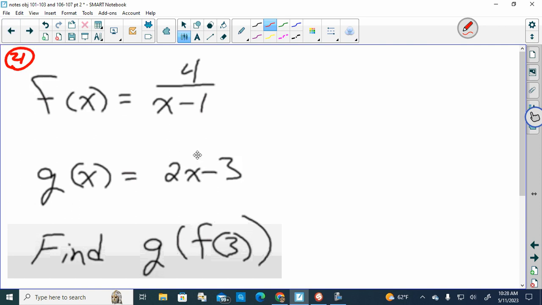So plugging in 3 first. So 3 minus 1 would be 2. So 4 divided by 2 would make it 2. Okay, and then plugging 2 into here. So 2 times 2 would be 4, and 4 minus 3 would be 1.